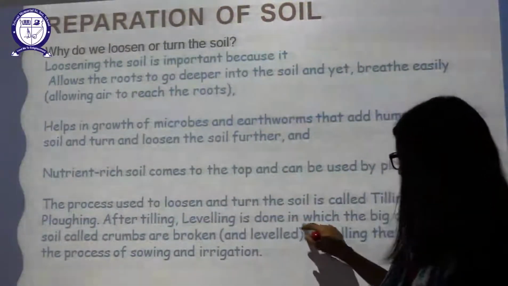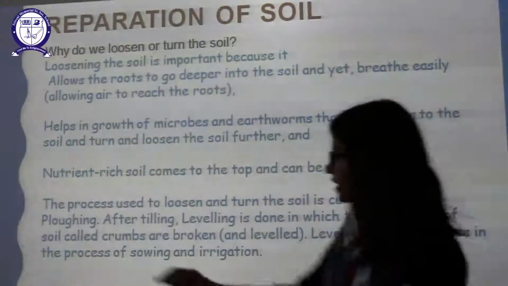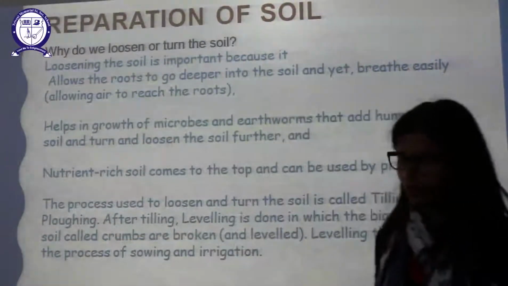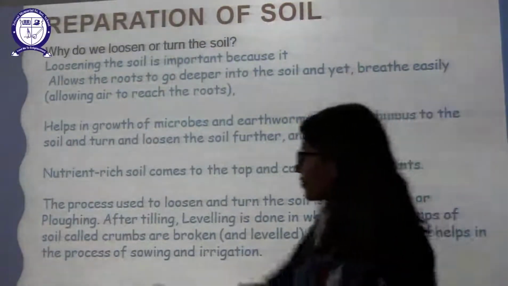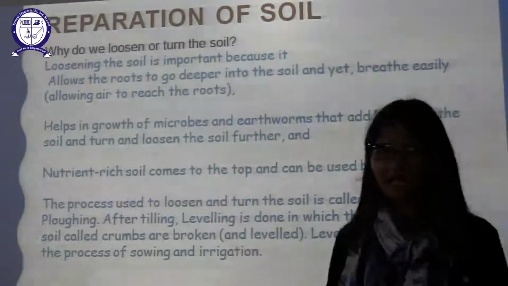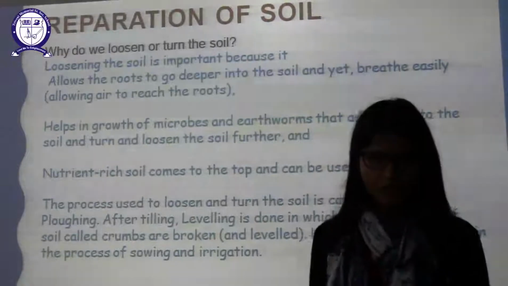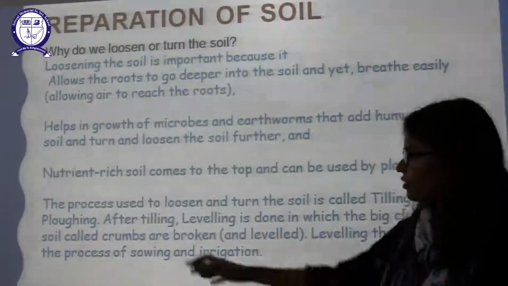Now after tilling, leveling is also essential. It is done so that the big clumps of soil called clods are broken. Leveling the field helps in sowing and irrigation. If we do not level the soil, it will result in soil erosion also. Plus, the plant will not grow appropriately because of the presence of these clumps.